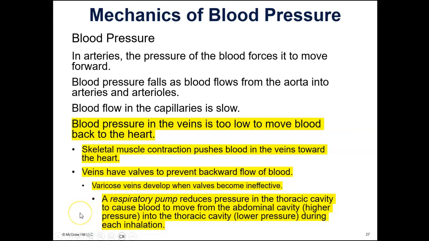The respiratory pump is just referring to the pumping action that comes from breathing. So as you breathe, it's going to cause the blood to kind of move from your lower body up to your heart.